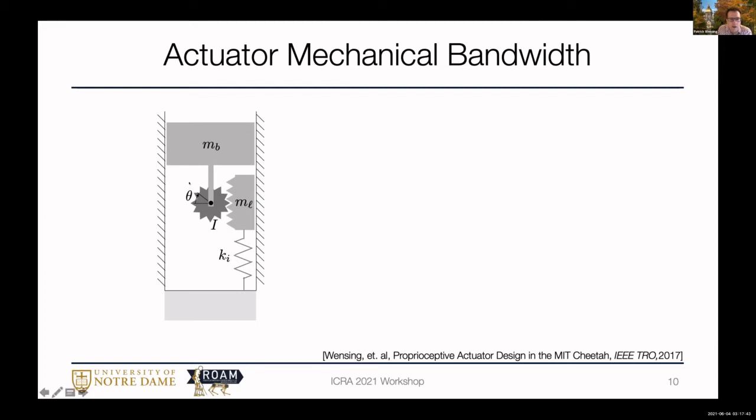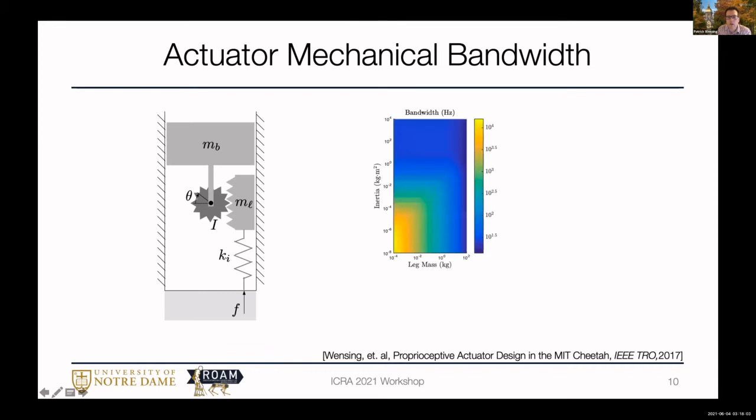And let's consider what happens if I put a torque essentially onto this rotor. How does that map to forces at the feet? Of course, there's some springs in here, so it's not an immediate mapping, but we can look at the transfer function from the torques at this motor to the forces at the ground. And if we do that, you can see that the bandwidth for the delivery of forces, kind of intuitively, here I'm graphing leg mass on this axis, inertia on this axis. Yellow is higher bandwidth. So we maximize bandwidth by minimizing leg mass and inertia.